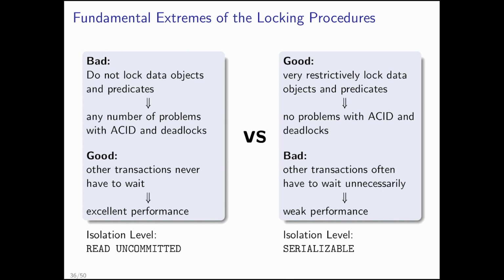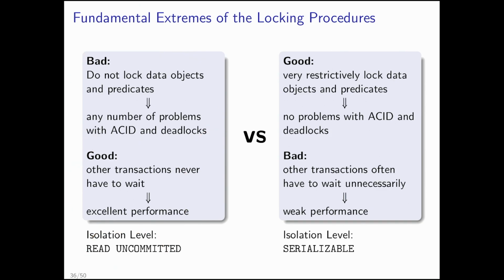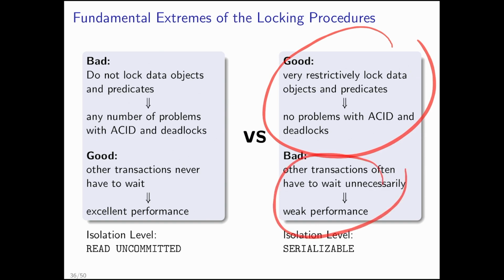That's again a little bit of this trade-off you're doing. If you do not lock data objects and predicates, you get any number of problems. That's the read uncommitted level. Other transactions never have to wait. You have excellent performance. However, you might be screwing isolation. In contrast, if you're very restrictive on locking, you're ruining performance, but you don't get these isolation problems.